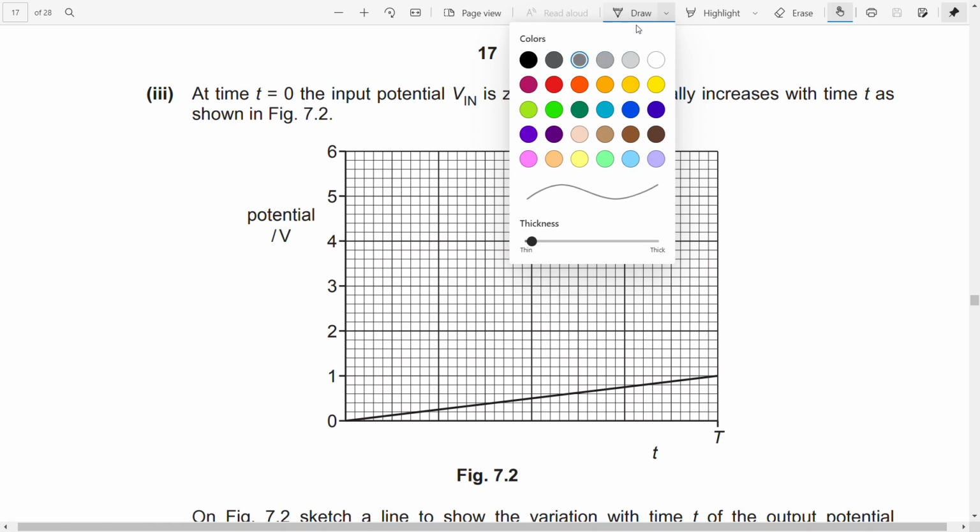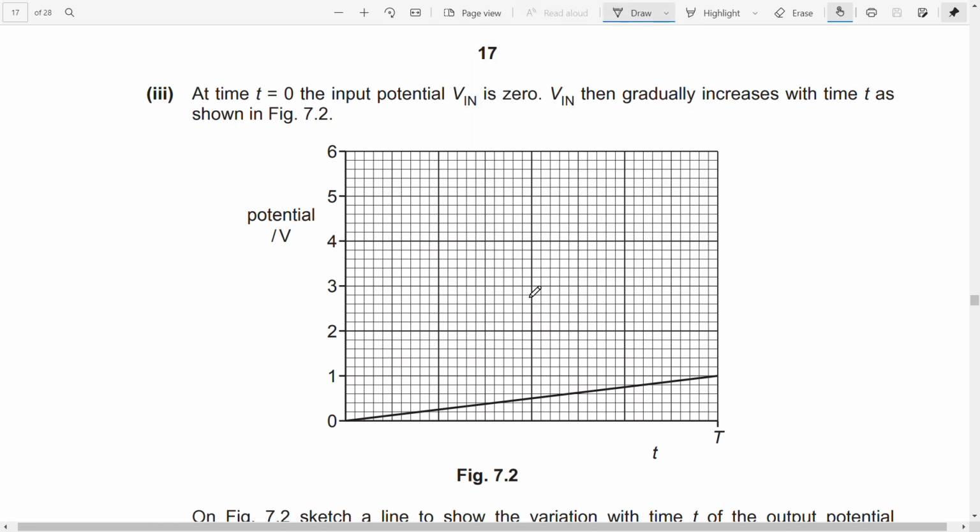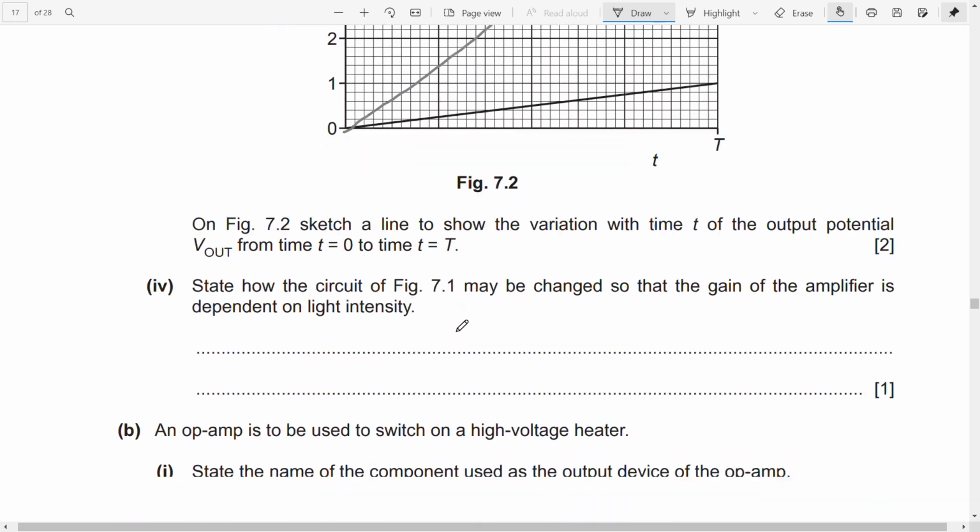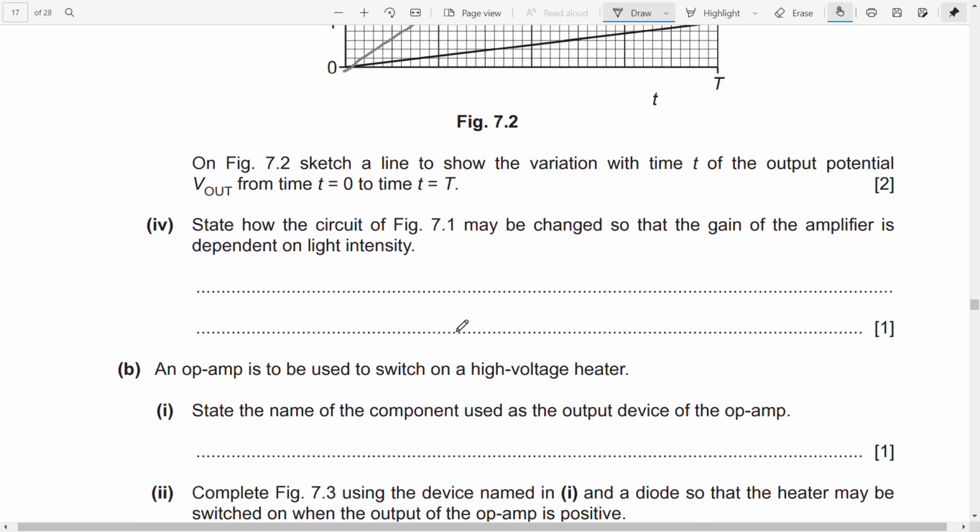Okay, so we have got amplifier 3. So up to here, and from here, just make a straight line like this. Okay, this is actually a straight line, not measured. State how the circuit of figure 7.2 may be changed so that the gain of the amplifier is dependent on light intensity. So what can be the answer?